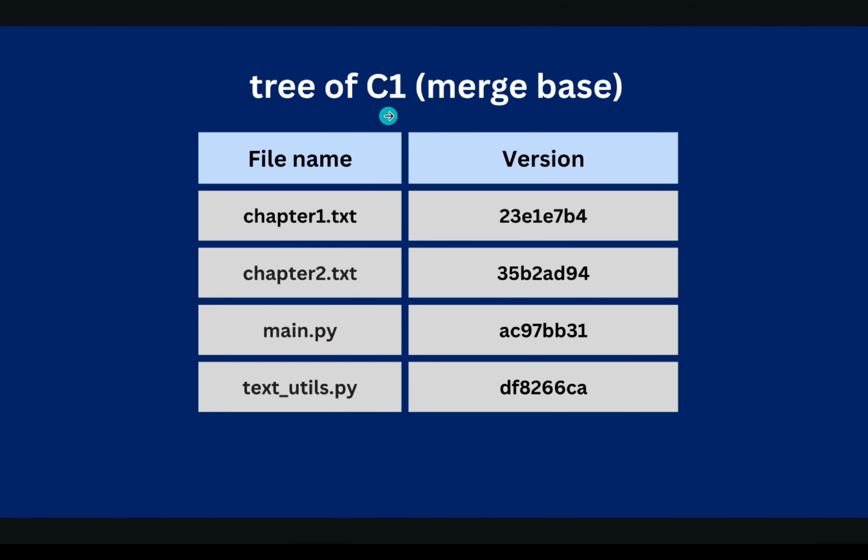Just to remind everyone, a tree object is nothing but a table of contents that maps file names, such as chapter 1, to its version, or its blob ID or hash ID. So we have these mappings for C1, the merge base commit. And for the main branch, C3 commit, we have exactly the same tree, except that the mapping for chapter 1 has changed. Now we have a new version compared to the C1 commit.